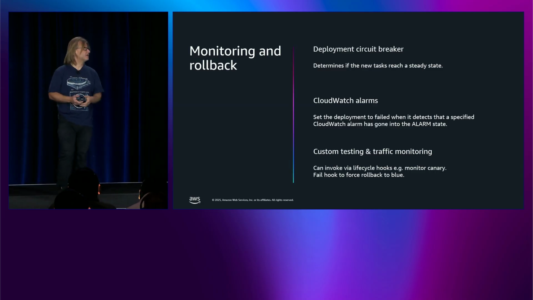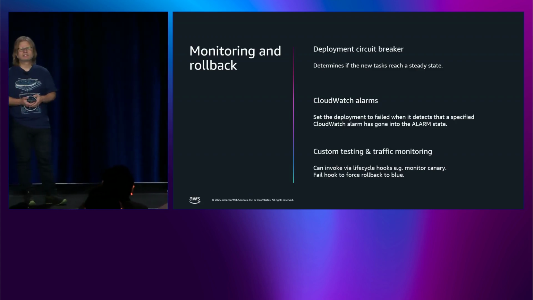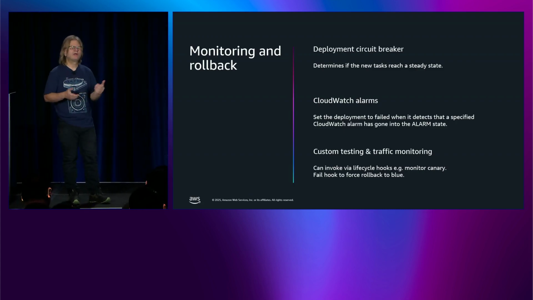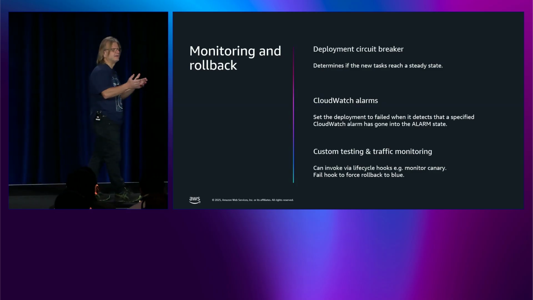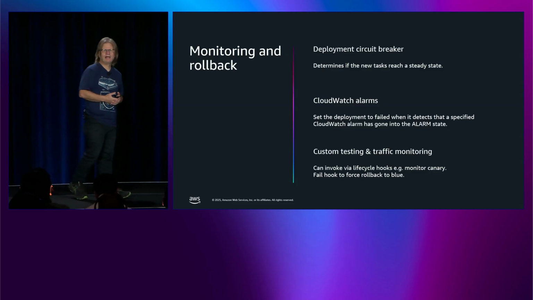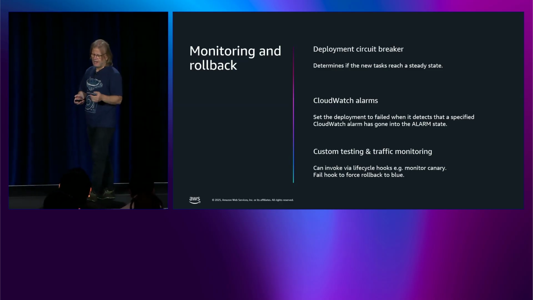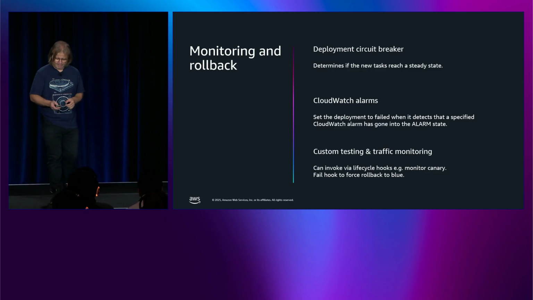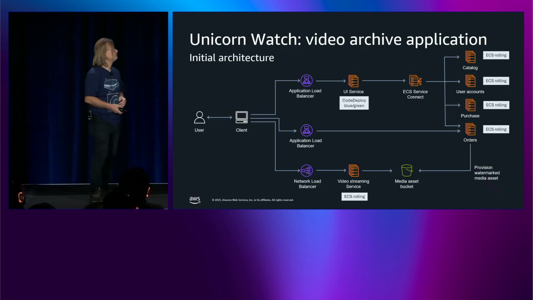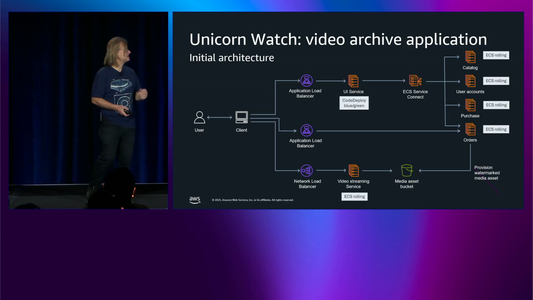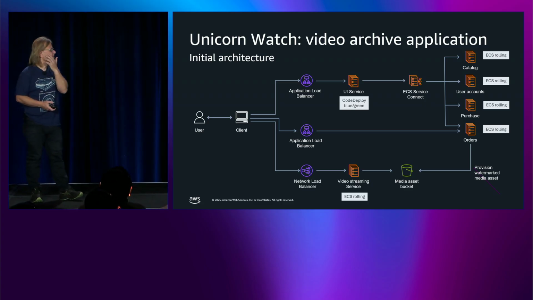And then finally, we've got custom tests and traffic monitoring, and this is where the lifecycle hooks I mentioned earlier come in. This is where you can implement your own tests in Lambda and insert them at the right places in the deployment lifecycle. And we're going to see some more examples of this with Unicorn Watch. So let's go back to the Unicorn Watch architecture. So just a refresher, this is the architecture that they had prior to advanced deployments.